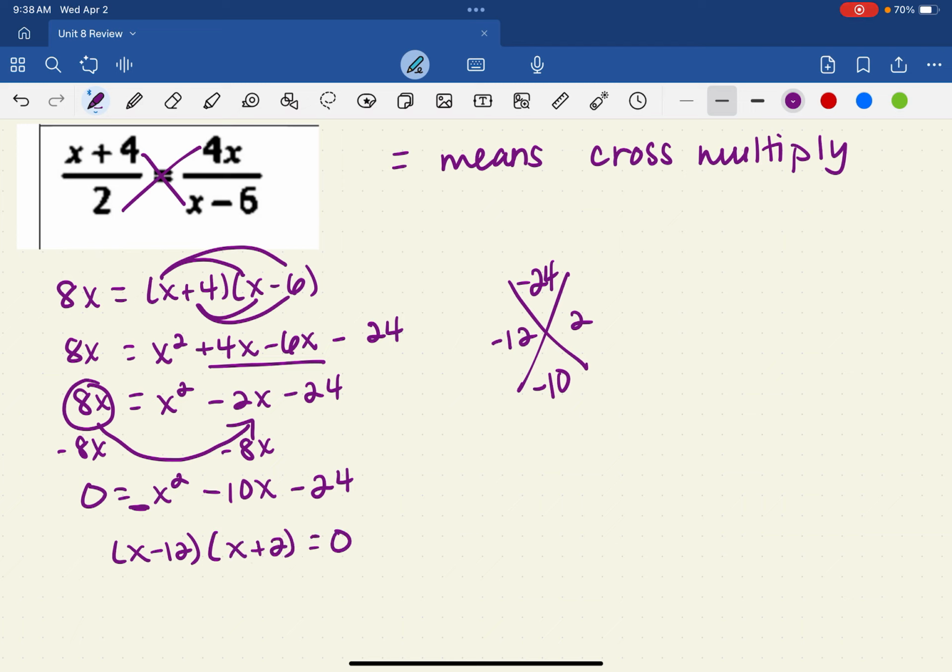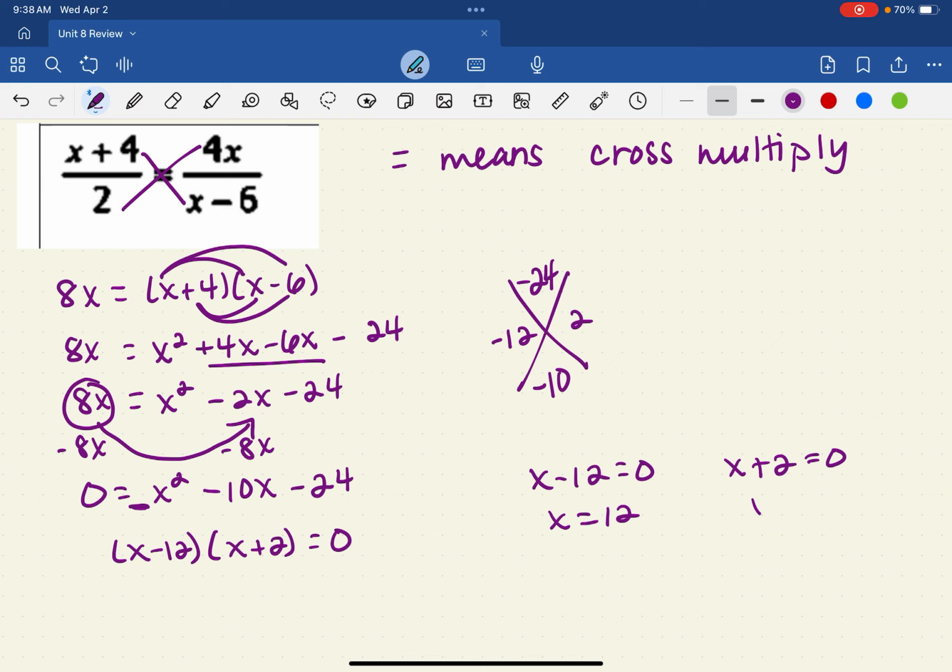You can put the 0 on either side. Remember, I am now splitting this into 2 problems. x minus 12 equals 0, x plus 2 equals 0. I'm solving each one. And these are my 2 answers. Remember, on some of these, for the cross multiplying, you could end up with only 1 answer, so just make sure. Typically, your highest exponent is the most you can end up with. So the most I could end up with here, my exponent was 2, so 2 answers.